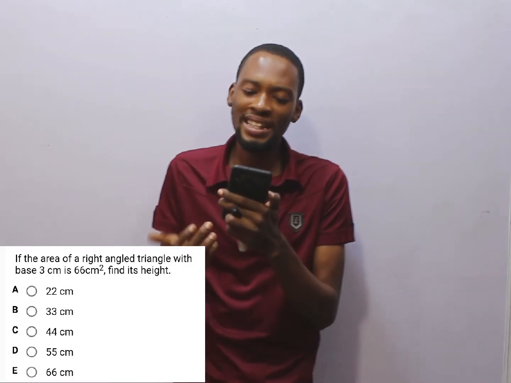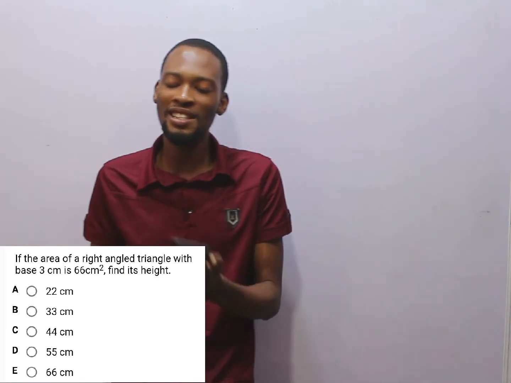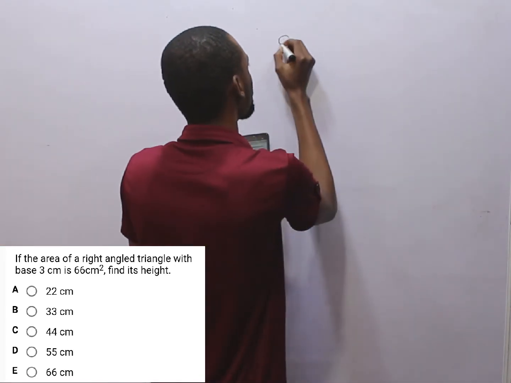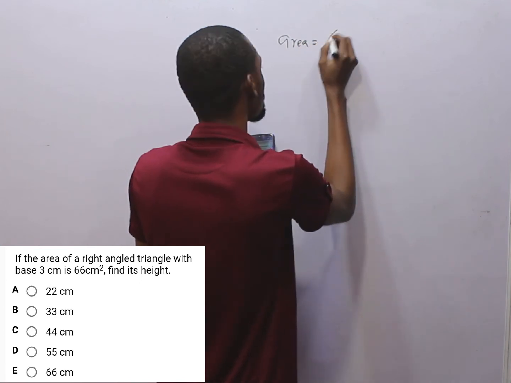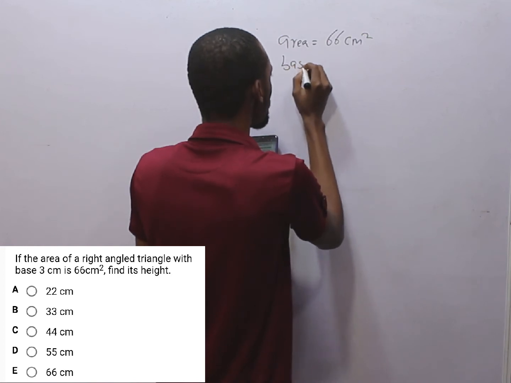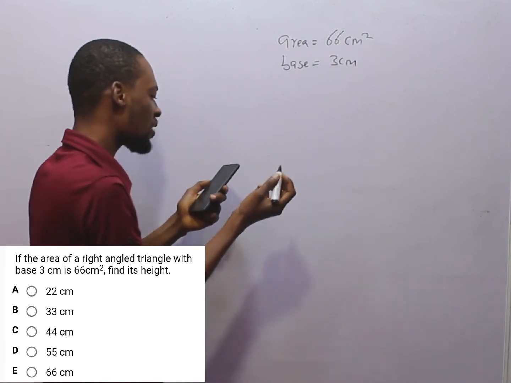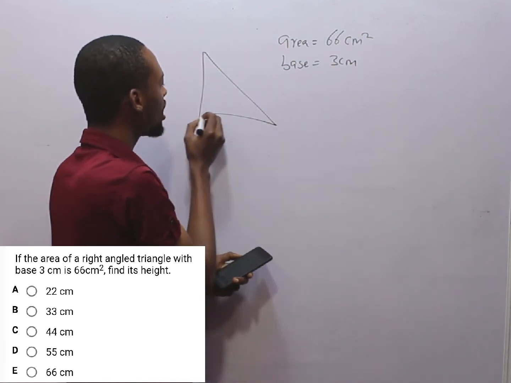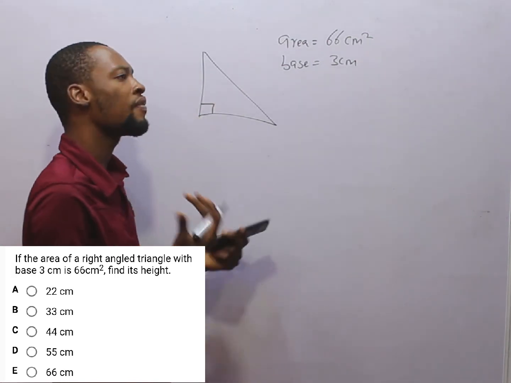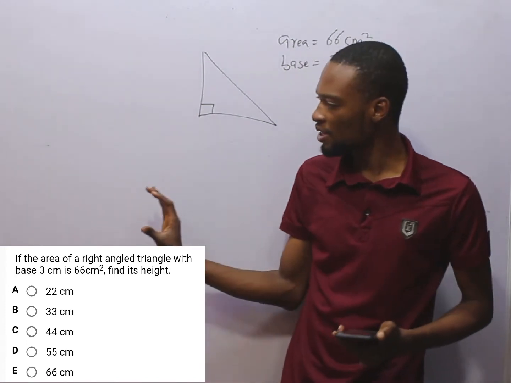If the area of a right angle triangle with base 3 is 66 centimeters square, find the height. We are told that area is equals 66 centimeters square and base is equals 3 centimeters. This is a right angle triangle. Anytime you see a triangle and something like this, it is a right angle. And what is right angle? Right angle simply means that that angle is 90 degrees.